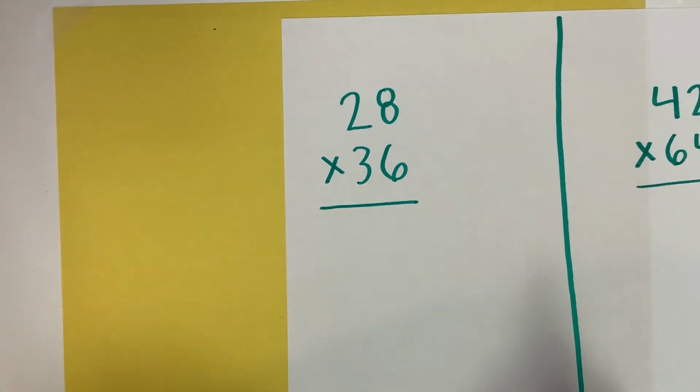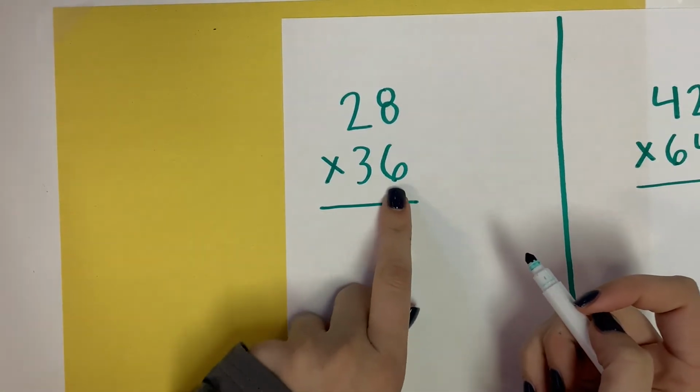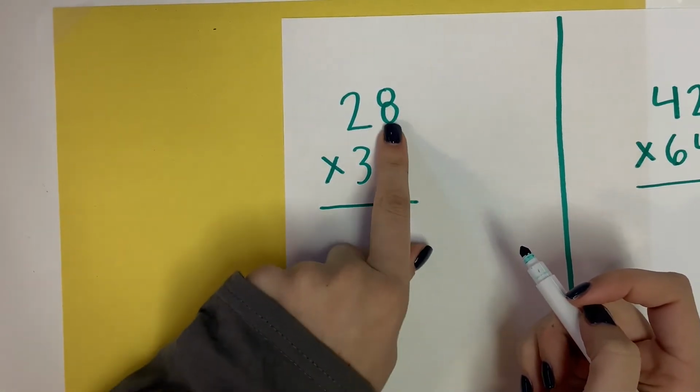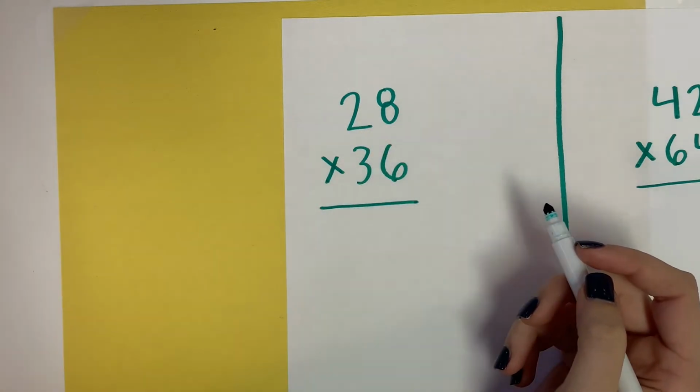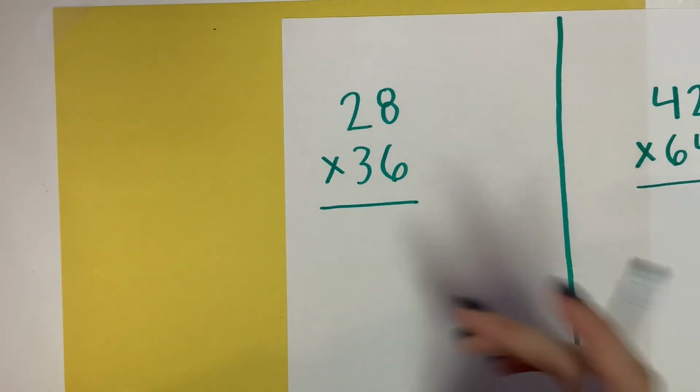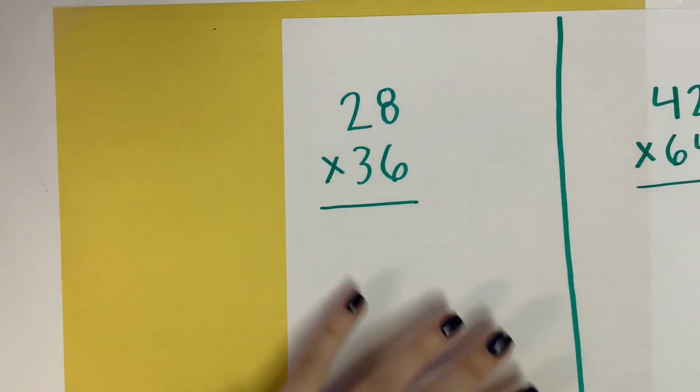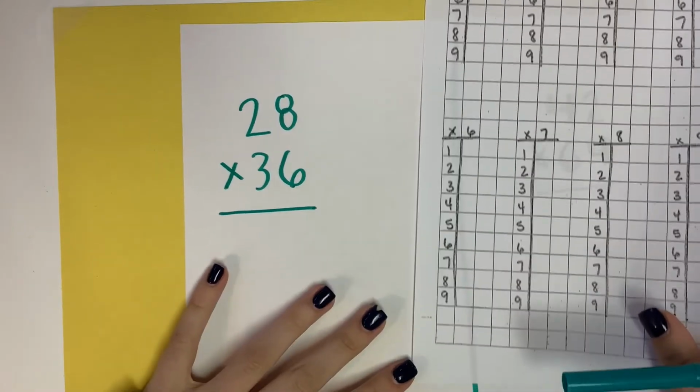So first, I'm going to look at the 6. And I need to multiply the 6 by the 8 and the 20. So 6 times 8, oh no. I don't really know my 6's very well. I think what I'm going to do is really quickly, I'm going to list my 6's.